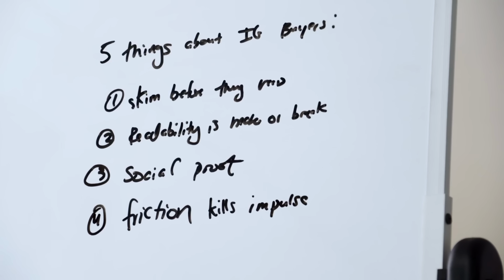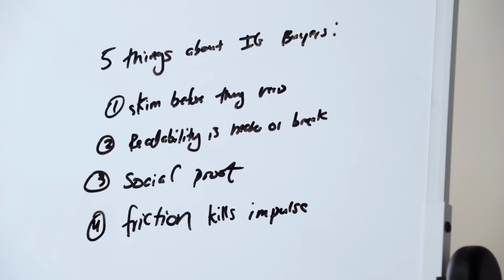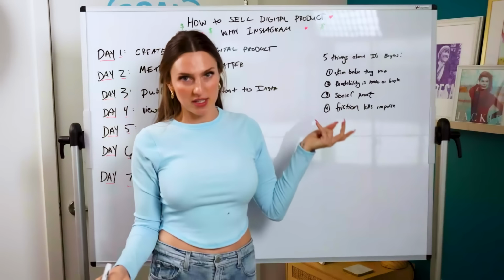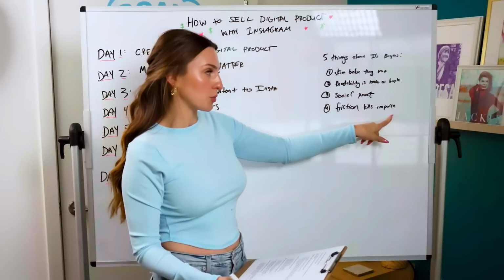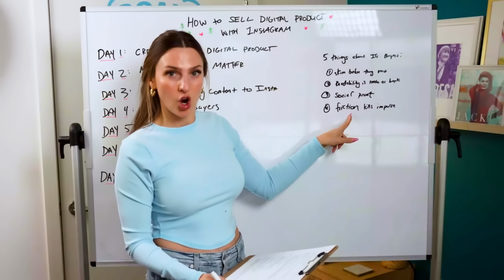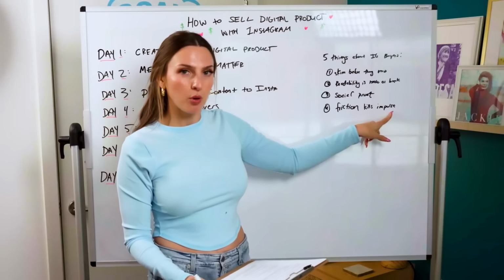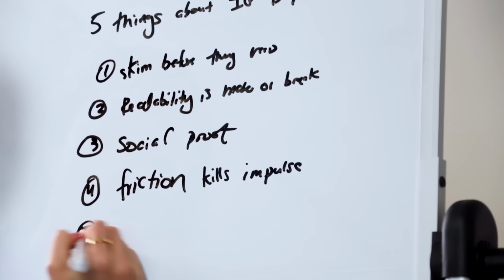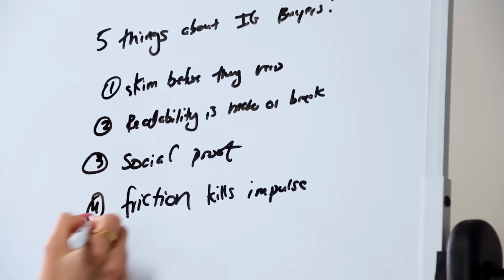Actually, more than price, friction kills it. So when you're in the low ticket digital product space, you're in the impulse purchase stage. And really people are like, oh, it's $27. What do I have to lose? You're in the impulse purchase business. And friction, making it hard for them to check out, kills that impulse more than the price does. Finally, kind of along those lines, number 5, checkout page speed.